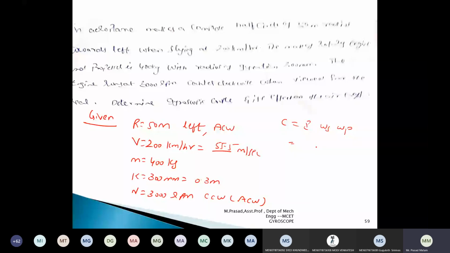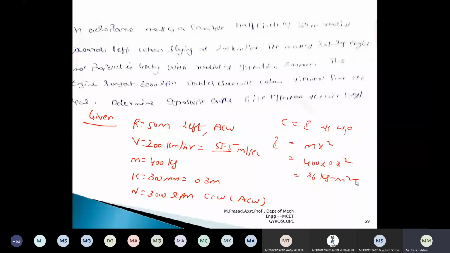What is I you can solve? Moment of inertia is equals to m into k square. Mass is 400, radius of gyration 0.3 square. Give me the answer. 400 into 0.3 square, please. How much? 36 kg meter square.